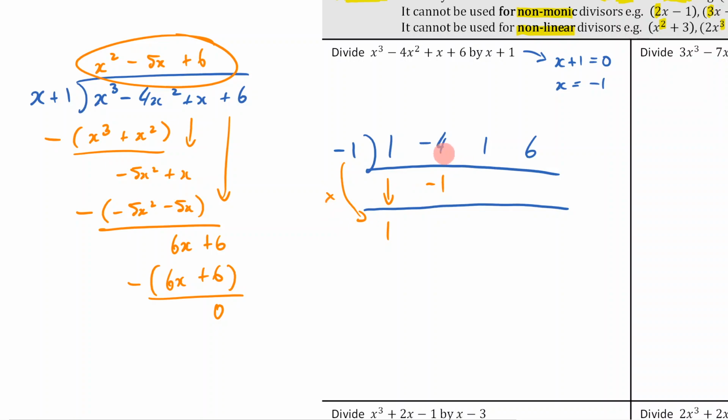Then I'm going to go negative 4 plus negative 1 is minus 5. So as you can see, I plussed down. And then you're going to repeat this process. So I'm now going to do the following.